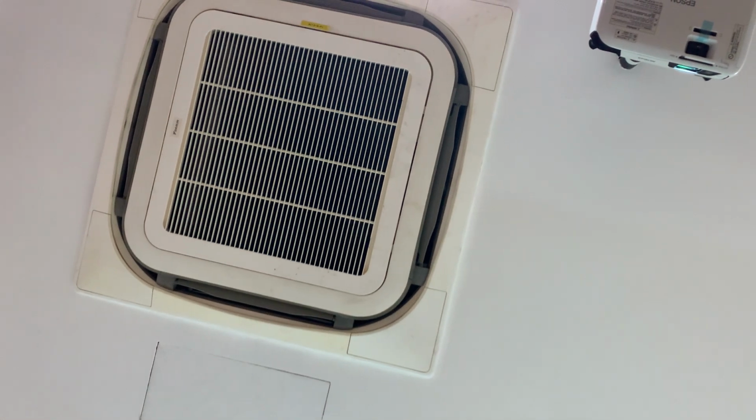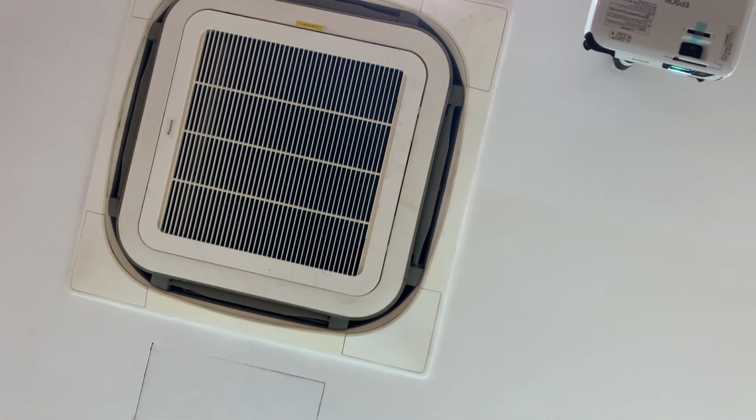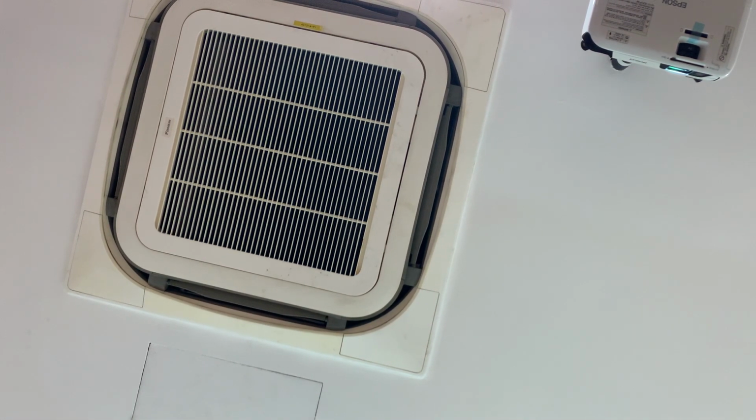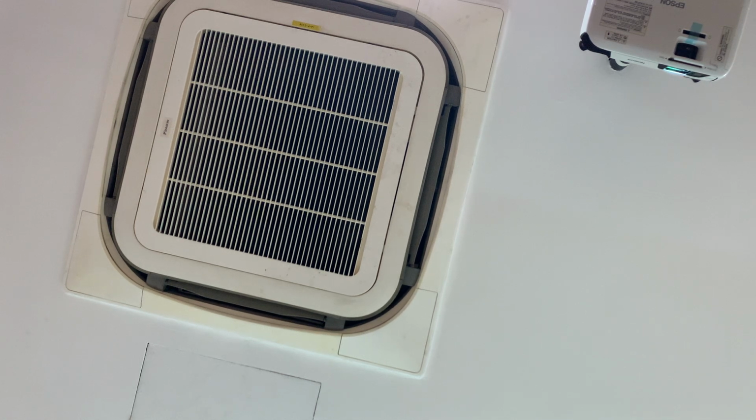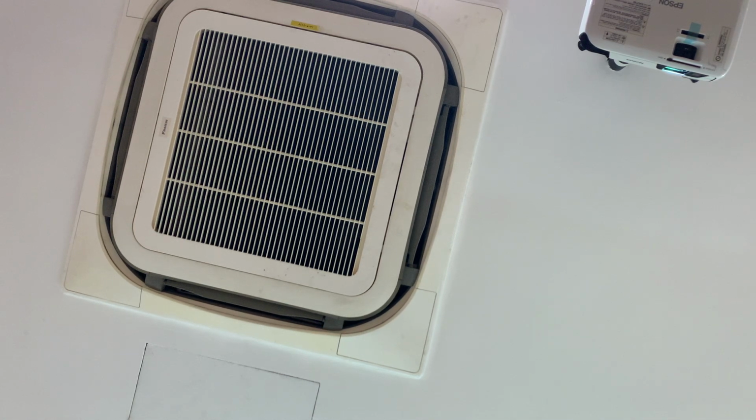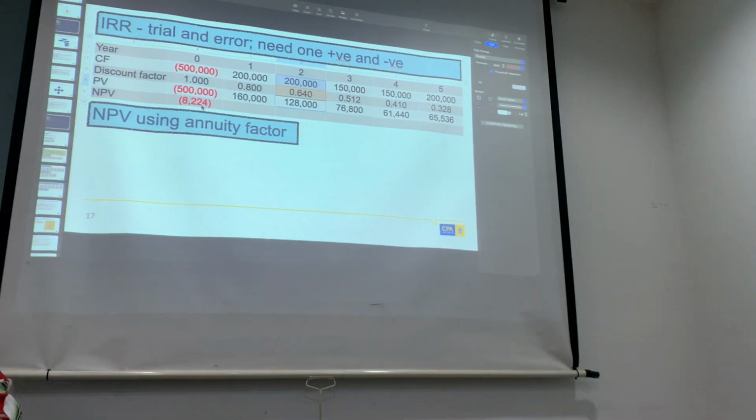So, it's a bit tedious, guys. We'll keep it to a nice round number of 3 decimal places. Alright? And I get 8224. Are you okay?